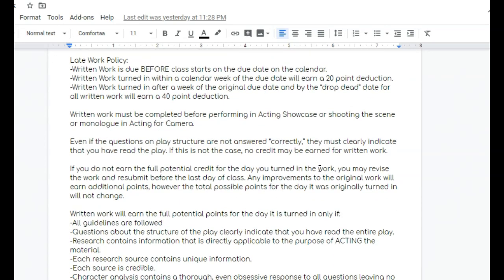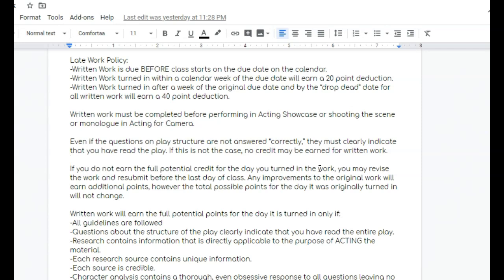What else have I said here? Even if the questions on play structure are not answered correctly, they must indicate that you have read the play. Don't stress over it. Exactly what is the inciting incident? Think about it. I mean, if it wasn't important to put some thought into it, I wouldn't have asked you to do it. But they don't have to be perfectly correct. They need to indicate that you have read the play. If you haven't read the play, you're not getting any credit for this written work.